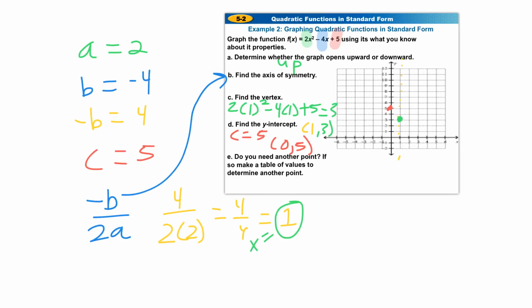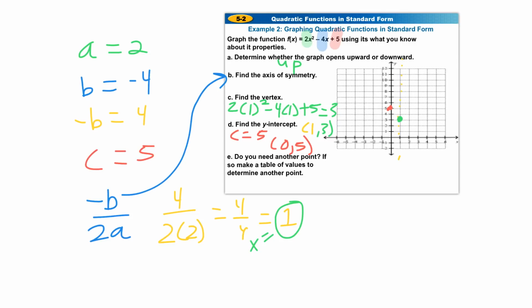So now that we've got 2 points, we need a third point to make a good parabola. And that's what it says right here. Do you need another point? It'd be better to have 3 points than it is to have 2. So now we're going to choose another point. We can choose any point we want, and typically it's either -2, -1, 0, 1, or 2.